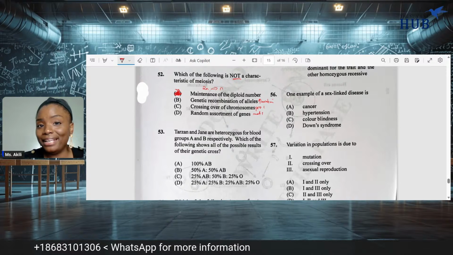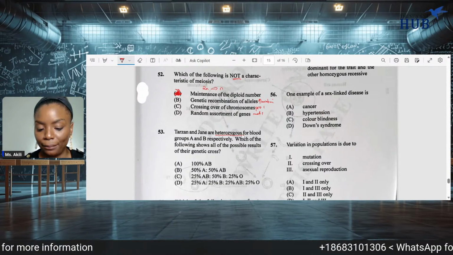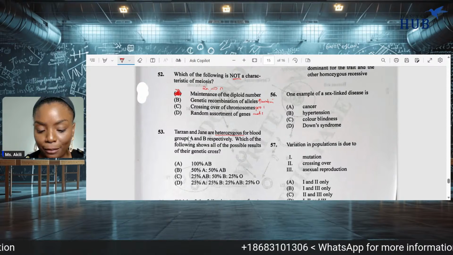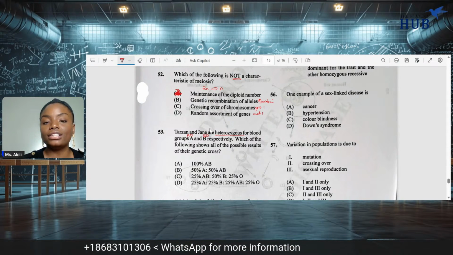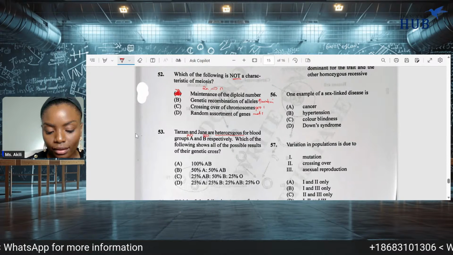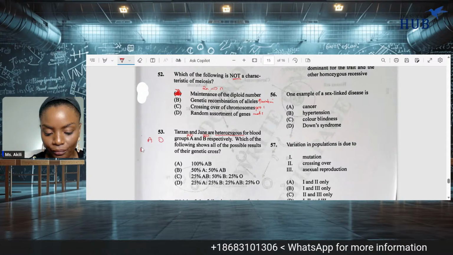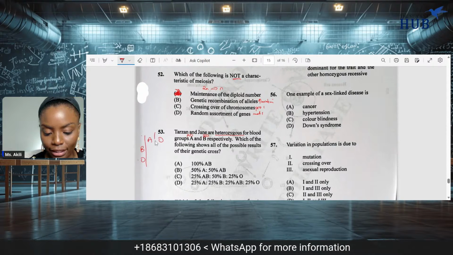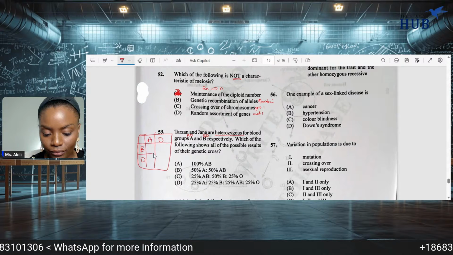So firstly, we need to know what that word means. What do they mean heterozygous for blood groups A and B? It means that they are genotypically AO and BO. So if we cross two individuals that are genotype AO and BO, let's put it in the Punnett square. When in doubt, pull out the Punnett square, right?